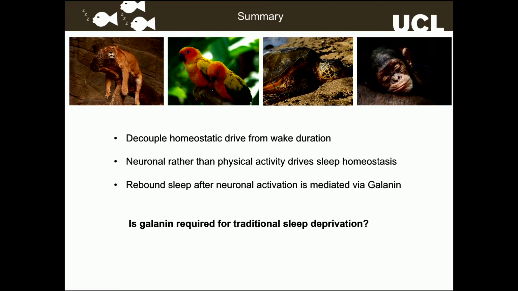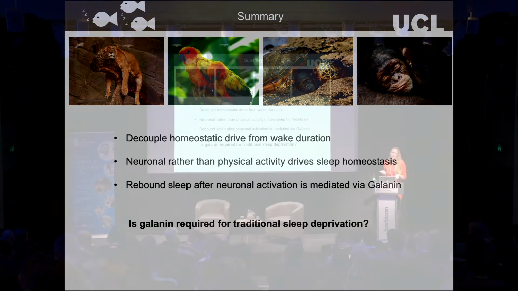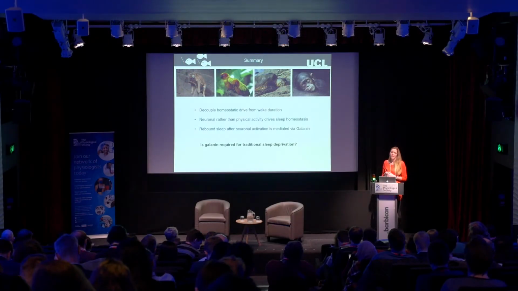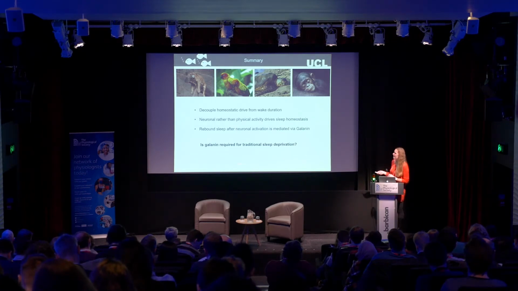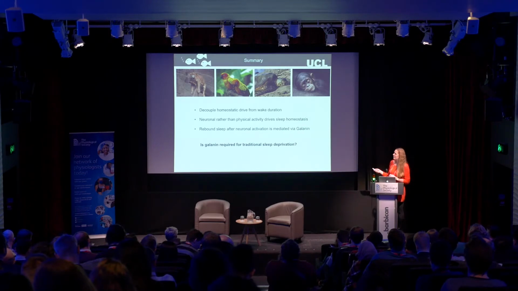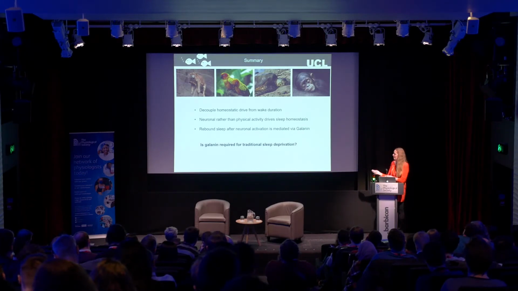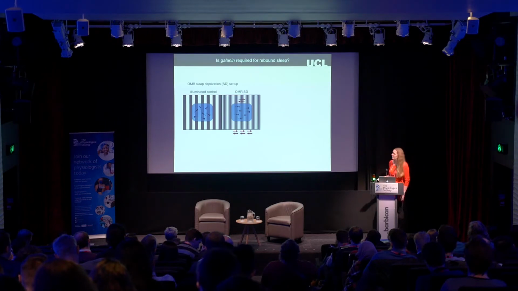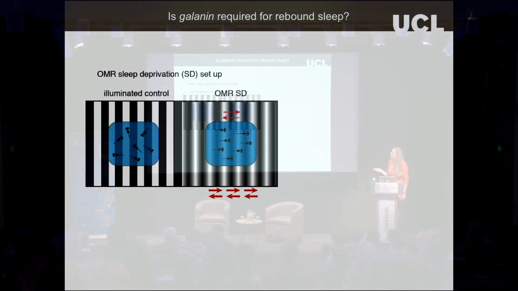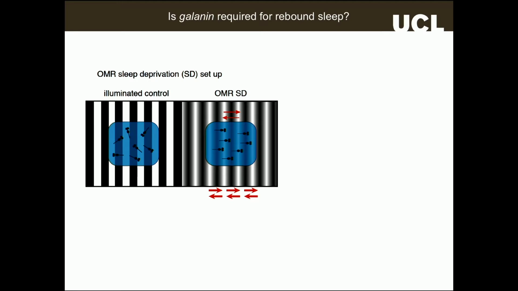But obviously, a lot of people will think, well, these increases in neuronal activity are probably not very physiological. And it's not something that any organism will see by just missing a night of sleep. So we also tested whether the galanin connection that we found with rebound sleep is true in traditional sleep deprivation. We developed a new assay to sleep-deprive fish for this, and we made use of the OMR response. That means that for fish, moving gratings or moving stripes are a very strong salient stimulus for swimming around.